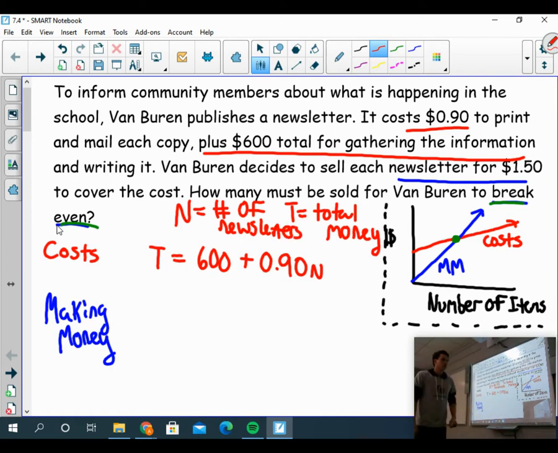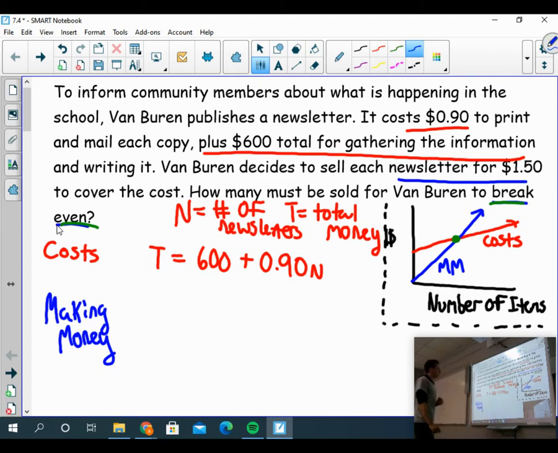Because the more newsletters I make, the more my costs are going to increase because of, again, the printing and mailing and all that good stuff. So our costs can be represented by the equation T equals 600 plus 0.90 times N. A little bit weird because usually we have an amount for the total, but in this case, we don't. So we use the variable T for the total amount of money. And we're looking at the costs. What's making up that total? Well, it's your $600 initial cost plus 90 cents per newsletter.